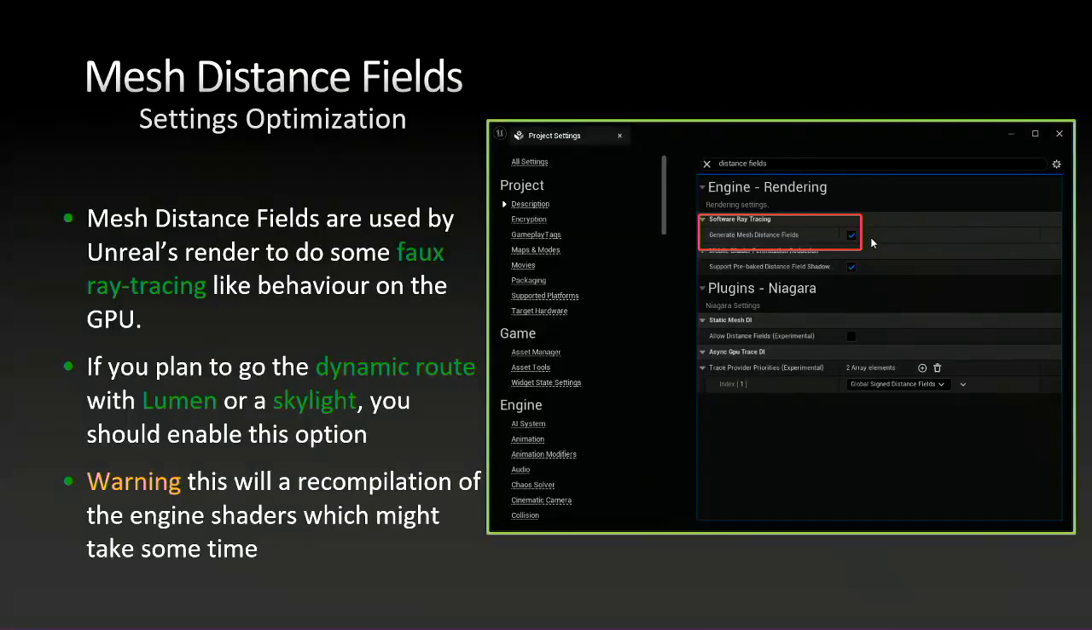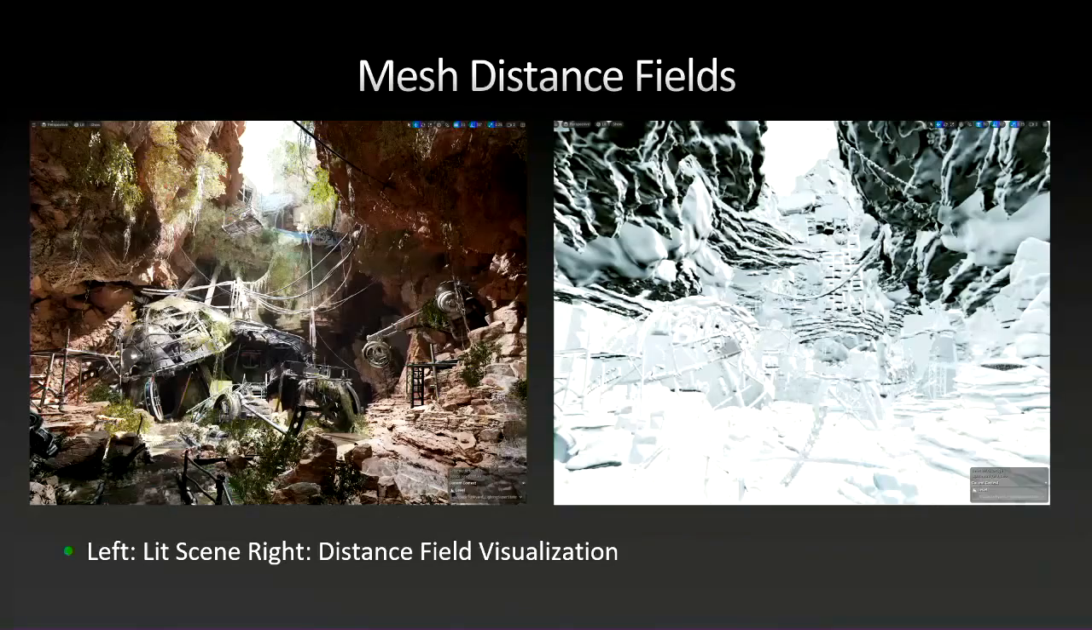All right. So another thing you can turn on is generating mesh distance fields. This is a faux ray tracing method that came out before ray tracing that Unreal can use to do some skylight shadowing. If you plan to go the Lumen route, you should probably enable this setting as well. Warning, it will recompile the shaders.